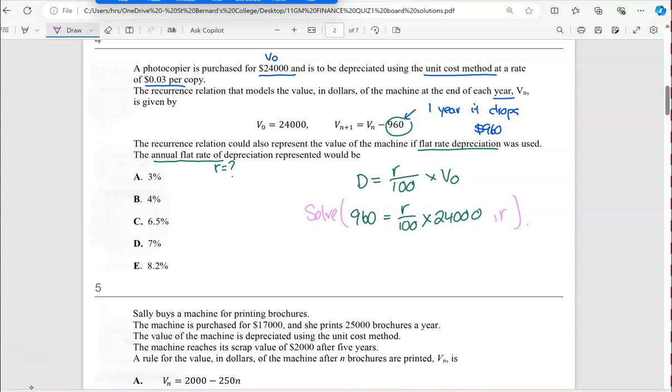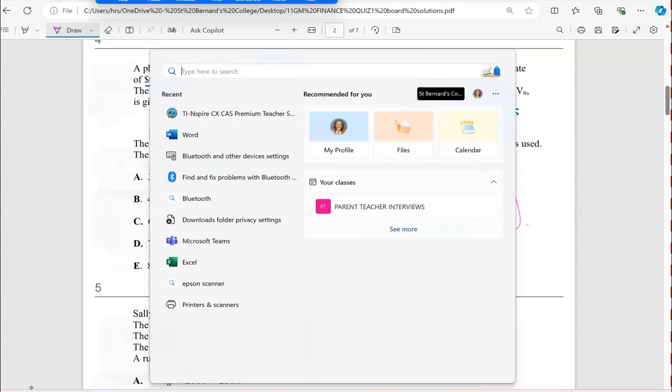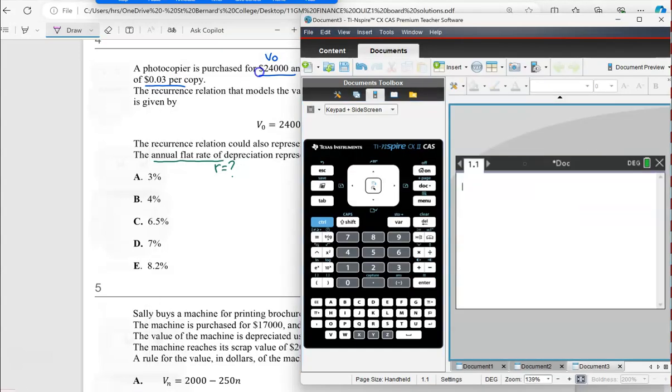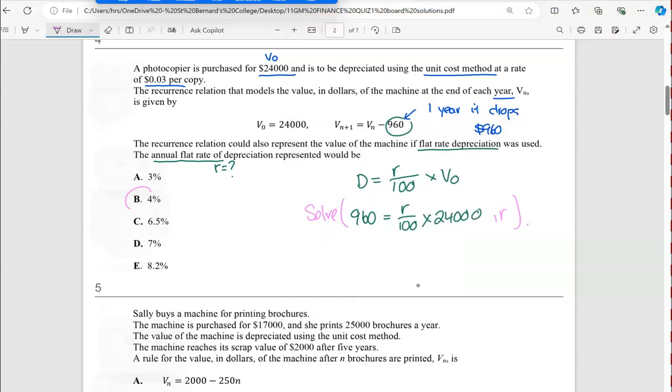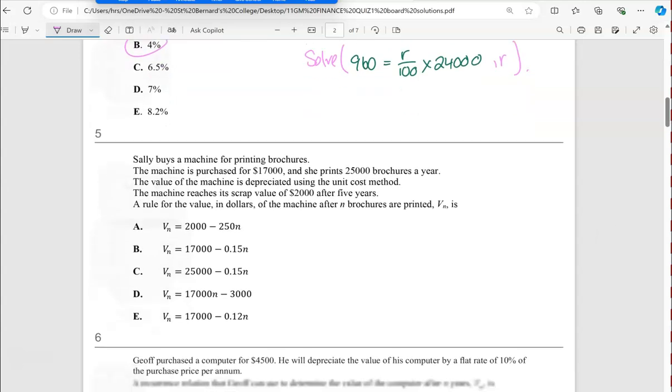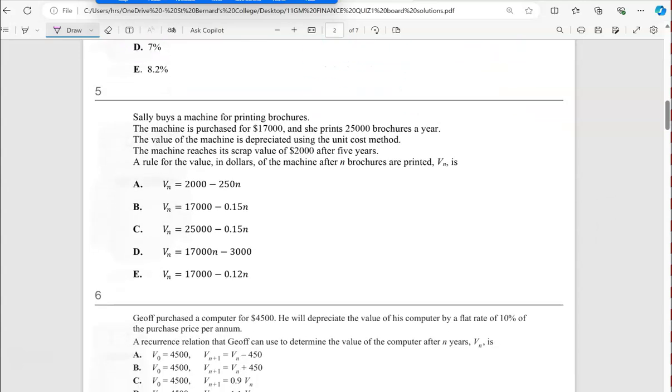So if we go to the calculator, menu 3.1 for solve, 960 equals little r over 100, times the VO, which I knew was 24,000, and then comma R. Now enter 4, so 4%. There we go.